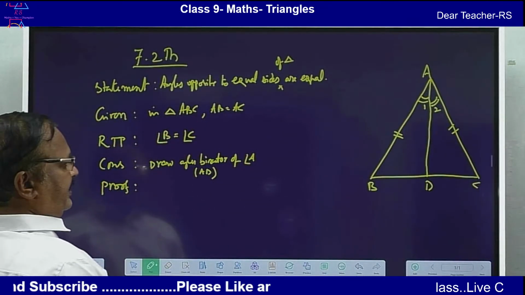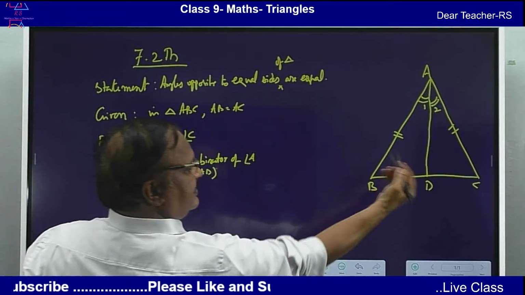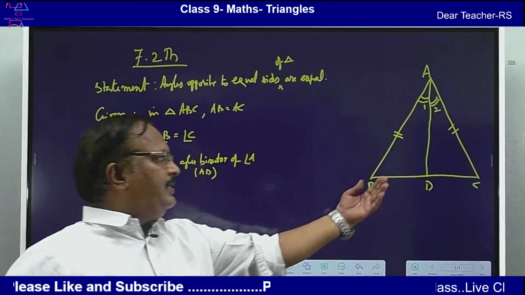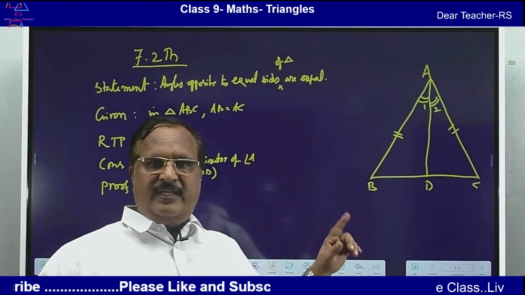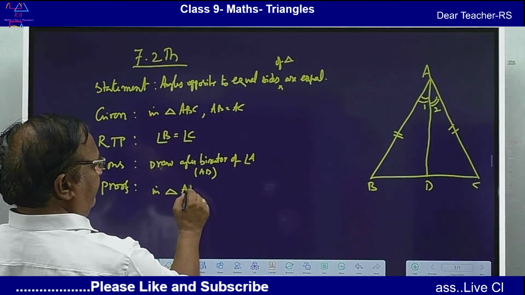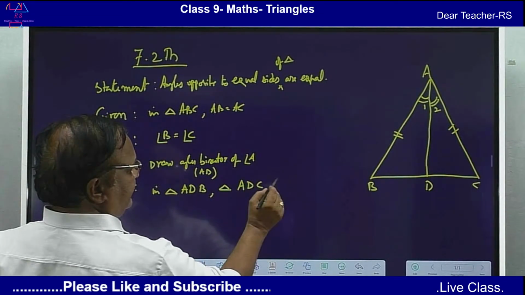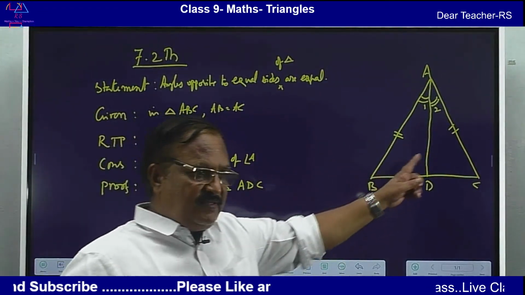Now let us take the proof. Now there are two triangles formed. That side is one triangle and this side is one triangle. Let us take those two triangles. In triangle ADB and triangle ADC. These two triangles we have taken.